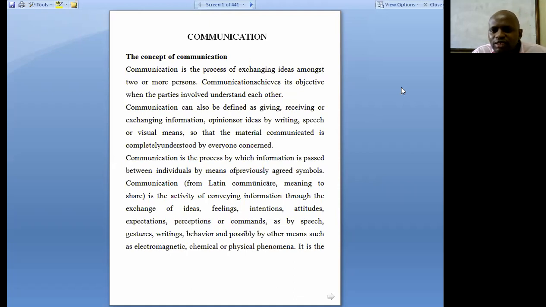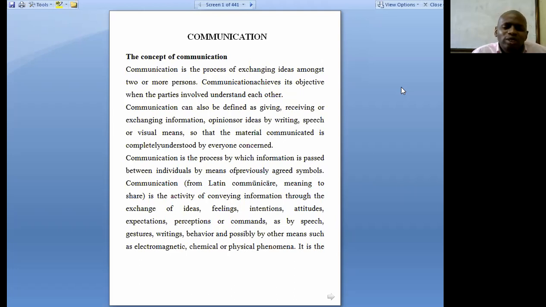So communication, from the Latin communicare, is an activity of conveying information through the exchange of ideas, feelings, intentions, attitudes, expectation, perception, or command, as by speech, gesture, writing, behavior, and possibly by other means such as electromagnetic, chemical, or physical phenomena. According to the Latin communicare, they give another view of communication, whereby communication is conveying information through the exchange of ideas.